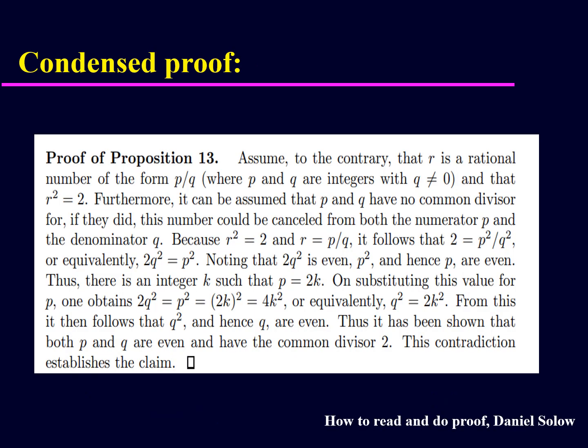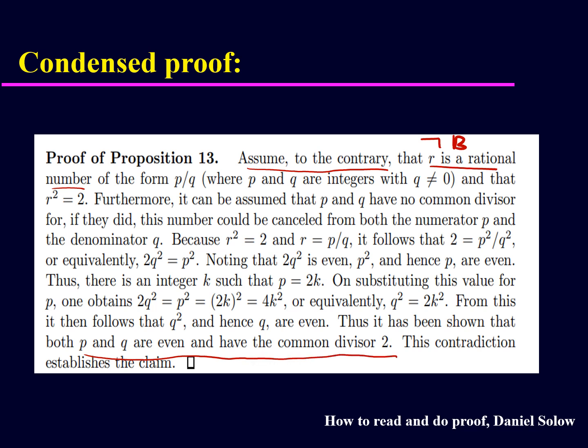In this slide, it shows the condensed proof of Proposition 13. In order to write a condensed proof of a proposition which involves the contradiction method, we need to start the paragraph with the sentence: assume to the contrary that R is a rational number, which is the negation of B. We continue the whole process until we reach a contradictory statement in A, which is: P and Q are even and have the common divisor 2.